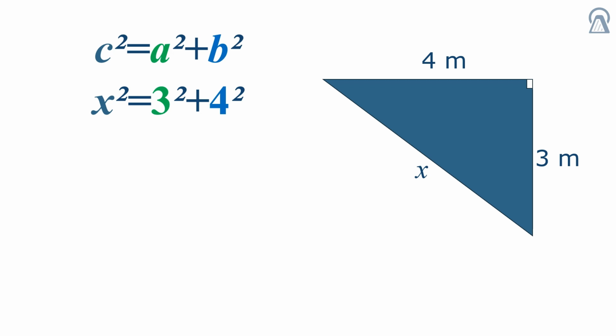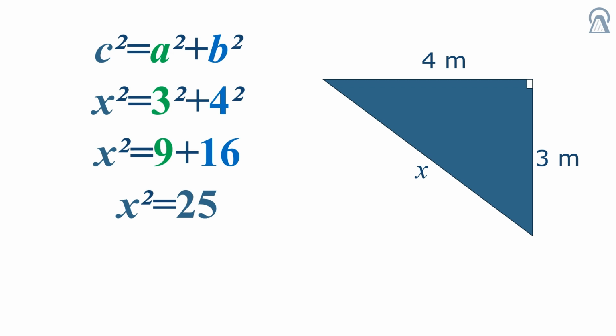And then we can work that out. So 3 squared is 9 and 4 squared is 16. Together they make 25. So x squared is equal to 25. If I want to now work out what the hypotenuse itself is, or x in this case, then we can just square root 25 and that gives us 5.